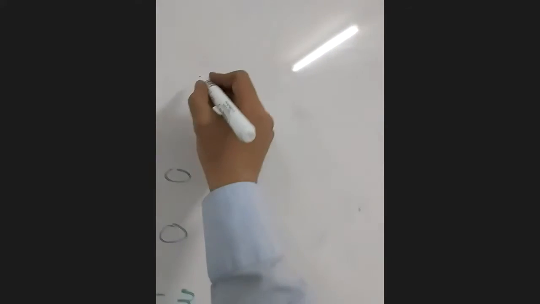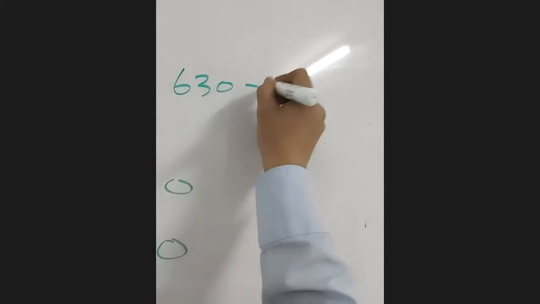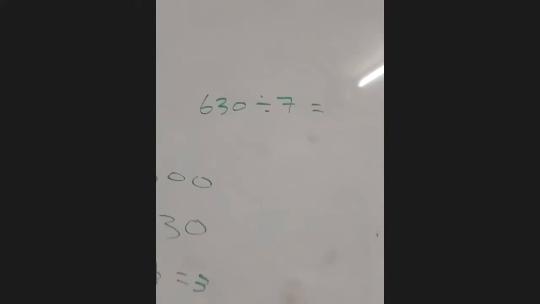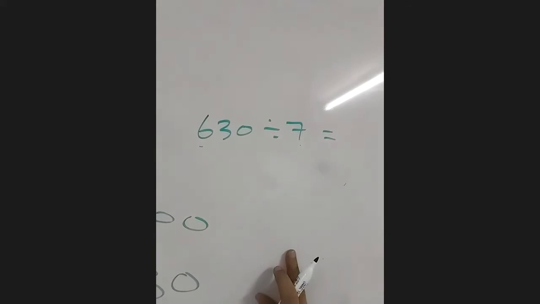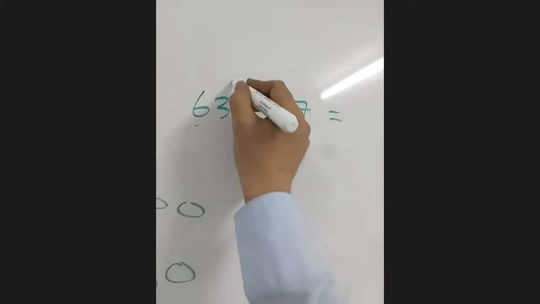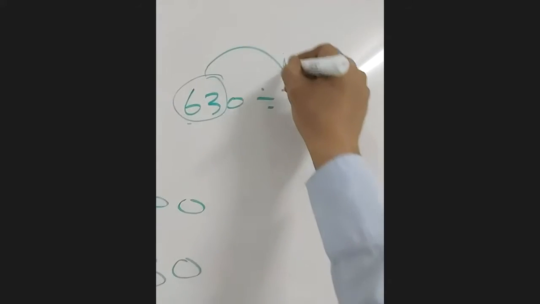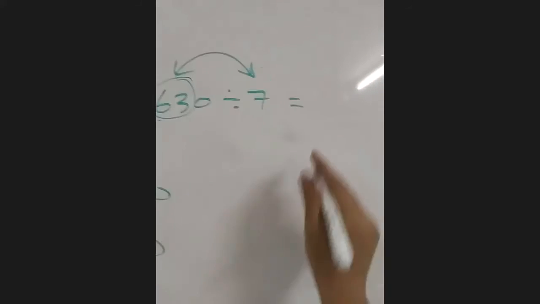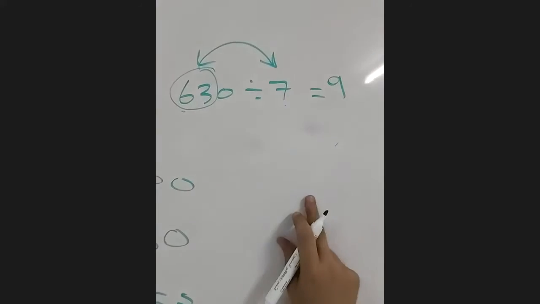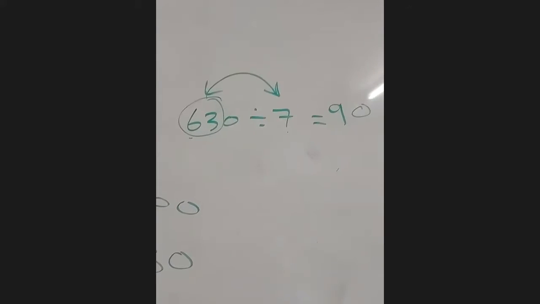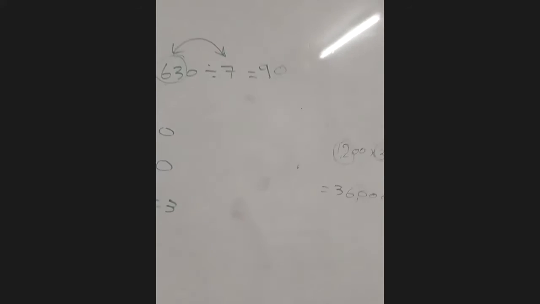Yahya. Mister, if we have 630 divided by 7, how will we do it? Stop. Can the 6 divide by 7? No. We take the 3 with it, it will be 63. 63 divided by 7, how much? 9. Do we have zeros to cross? No. We put the 0 itself. The answer is 90. Okay.